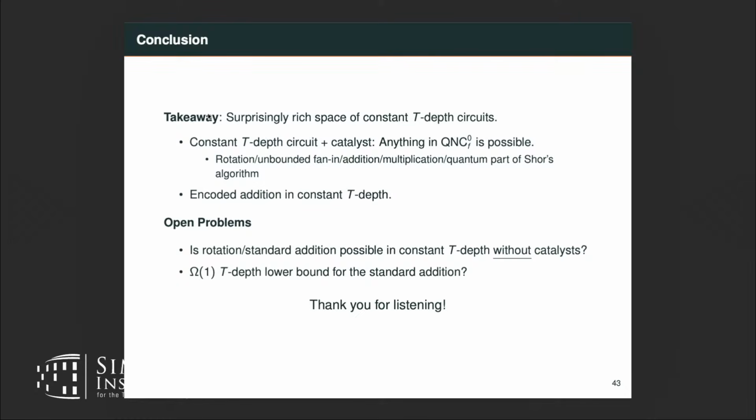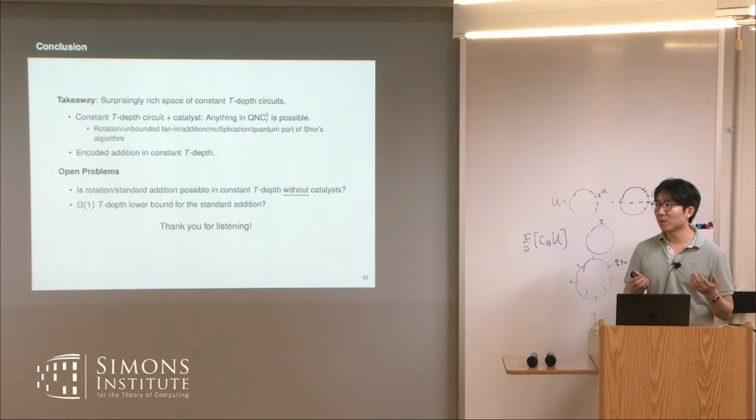Good. So to conclude, we seem to have a surprisingly rich space of constant T depth circuits. There are all sorts of interesting things that we can do. And there are these open problems that seem rather challenging, but I would really like to know the answer to. For example, are rotations or standard addition possible in constant T depth without catalysts? If it is impossible, what is the no-go argument? None of this is very obvious to me. With that, thank you for listening.